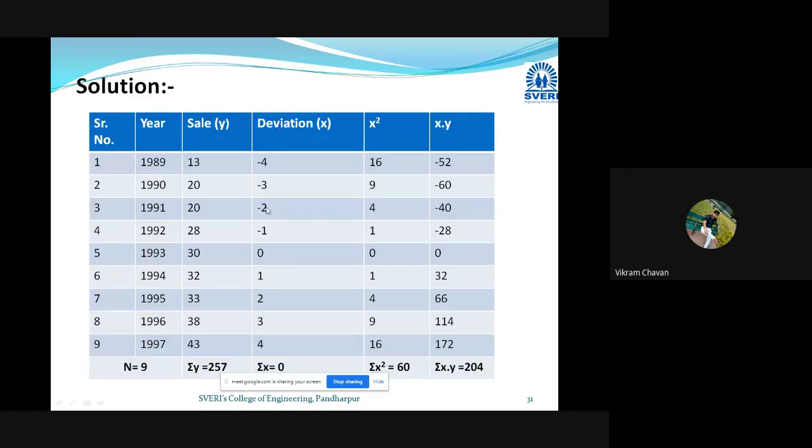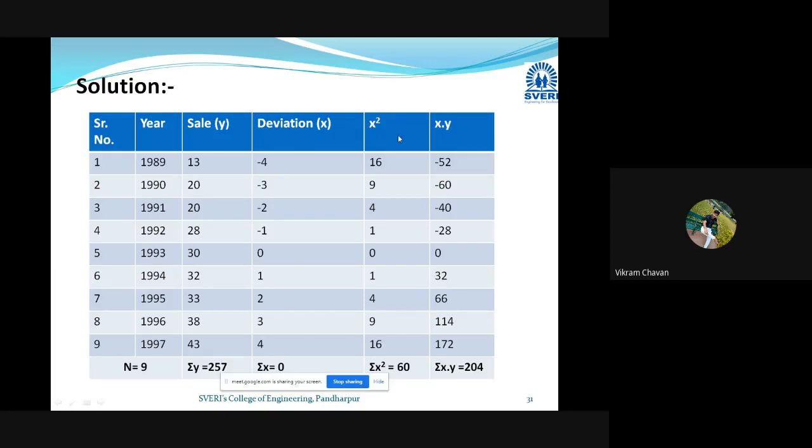So for previous years we have given the negative values, -1, -2, -3, -4, and for the years after that particular origin year, 94, 95, 96, 97, we have provided the deviation values as 1, 2, 3, 4. Okay, so at the end, the summation of deviation will be equal to 0. If you add up all these deviations, the summation of deviation will be equal to 0.